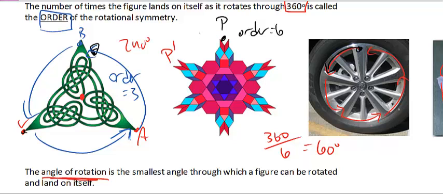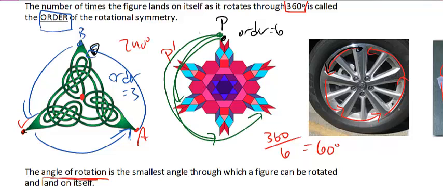Okay, so notice if I were to rotate by 120 degrees, P would go to here, and everything would be great. If I were to rotate by 180 degrees, P would go to here. If I rotated by 240, it would go to here. So all of the possible angles of rotation that would give me the same figure are multiples of my smallest angle.